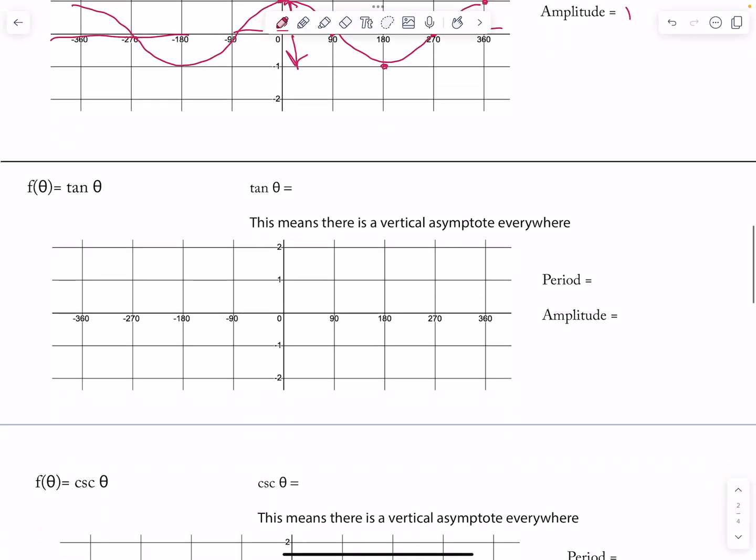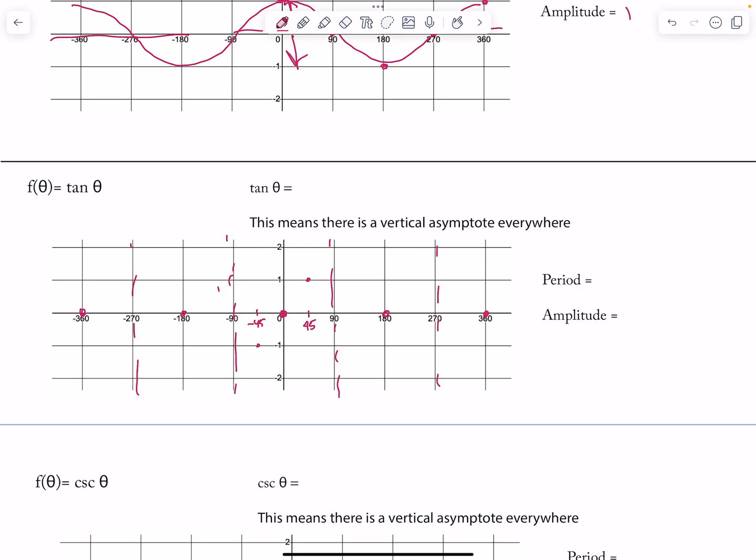Okay, so now tangent: 0, undefined, 0, undefined, 0, undefined, 0, undefined, and 0. And what you notice is that the tangent at 45 degrees is going to be 1. And the tangent of negative 45 degrees is actually negative 1.